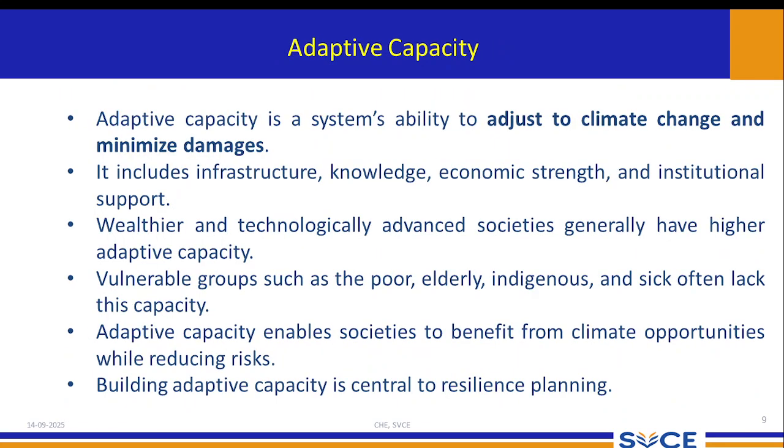Adaptive capacity. So, what is adaptive capacity? It is a system's ability to adjust to climate change and minimize damages. For example, humans adjust to the situation, adjust to the climate change. How much it can maximally adjust to the climate change is the adaptive capacity. It includes infrastructure, knowledge, economic strength, and institutional support. Wealthier and technologically advanced societies generally have higher adaptive capacity.